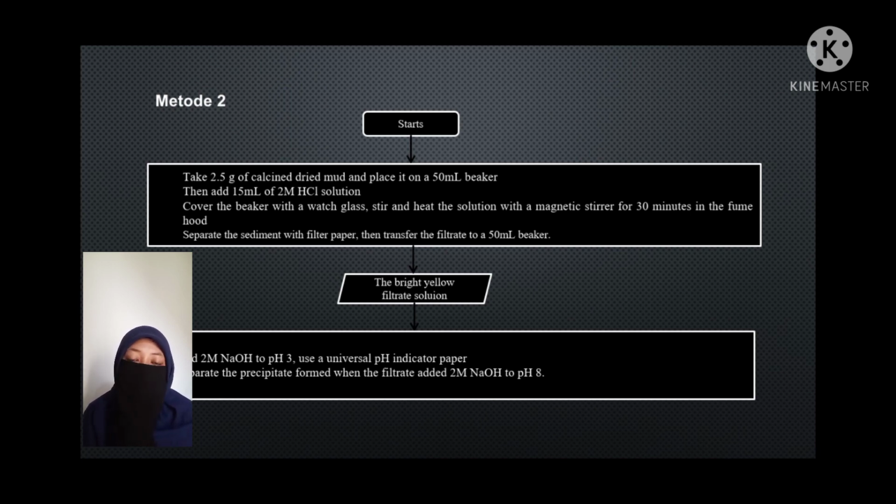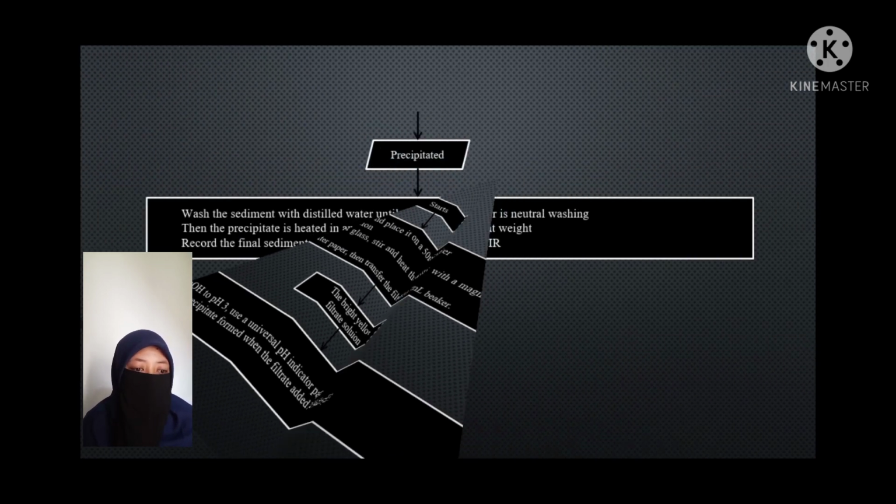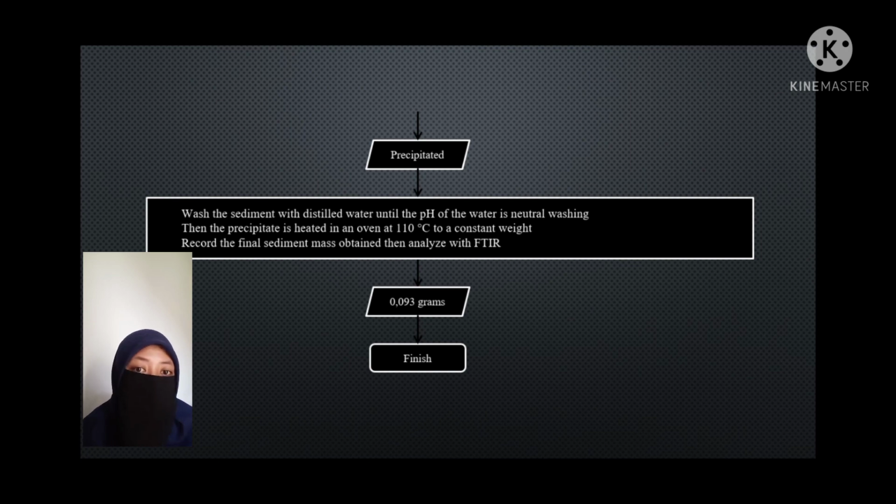Transfer the filtrate to a 50 ml container. The result is a bright yellow filtrate solution. Next, add 2M NaOH to pH 3. Use a universal pH indicator paper. Separate the precipitate formed, then add 2M NaOH to the filtrate to pH 8 to form a precipitate.